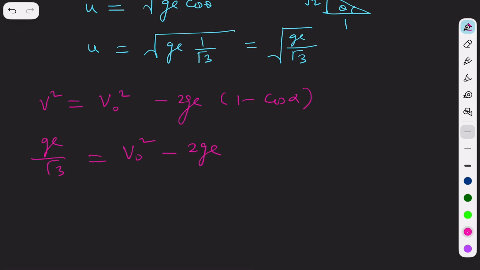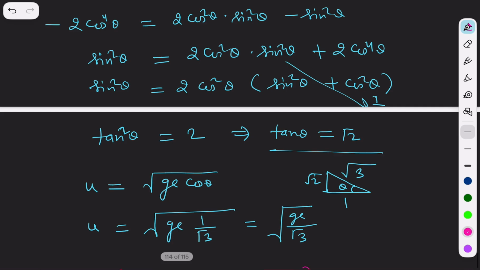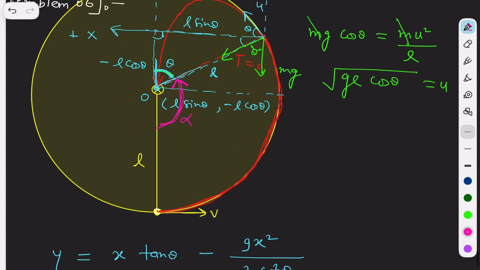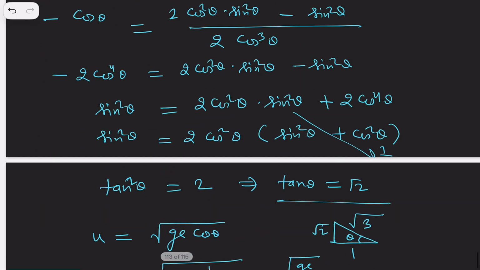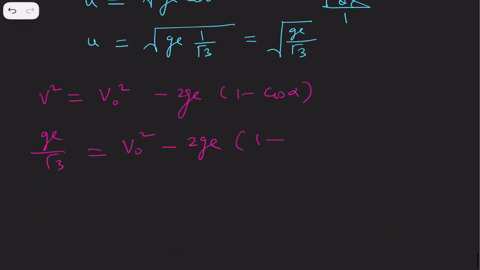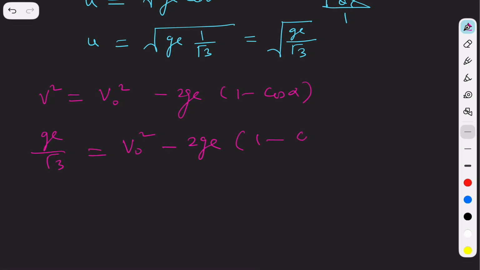So cos alpha will be how much? Alpha is nothing but 180 minus theta. So I can replace alpha by 180 minus theta, and it will become cos(pi minus theta). So it will become gl by root 3 equals v naught squared minus 2gl(1 minus cos(pi minus theta)). Cos(pi minus theta) is minus cos theta, so it will become 1 plus cos theta. I hope this is settled.